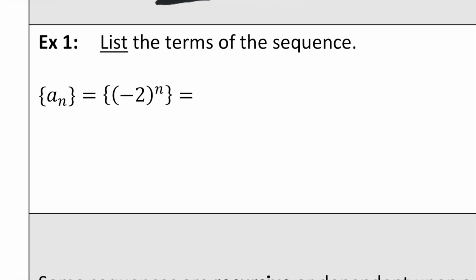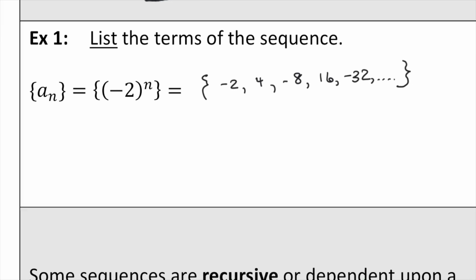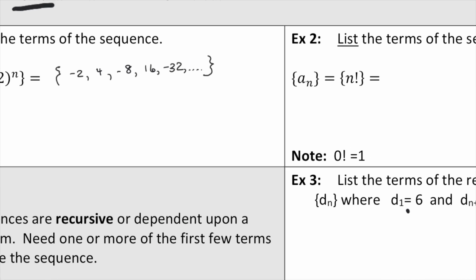When n is 1, our first answer is -2. I hope you're better at drawing those than I am. When n is 2, we get a +4. The third term is -8. The fourth term is 16. The fifth term is -32. As you can see, this sequence is a list of alternating numbers.